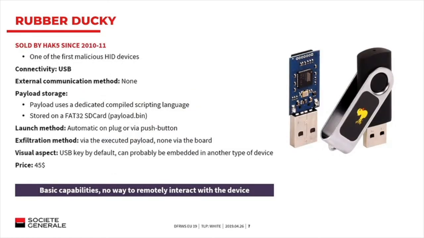So, I think most of you have heard of the Rubber Ducky, probably the most well-known HID device and one of the first available on the internet. It's pretty simple. You plug in what seems to be a USB key and it simulates a keyboard, so it executes a payload. The payload is stored on an SD card, a compiled binary on FAT32, and that's all. Just simulate the keyboard and launch the payload.